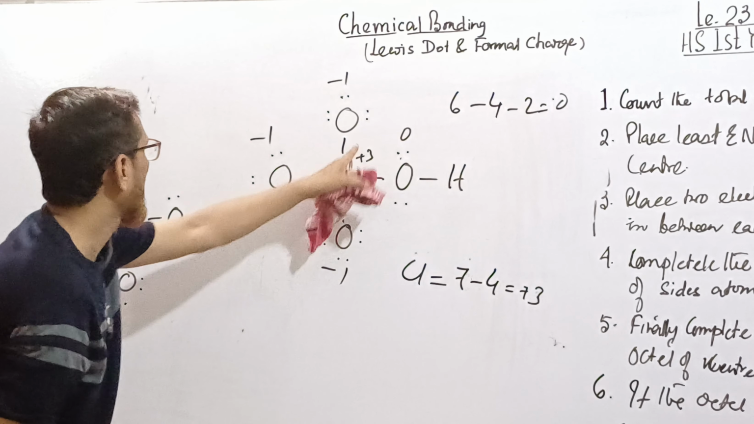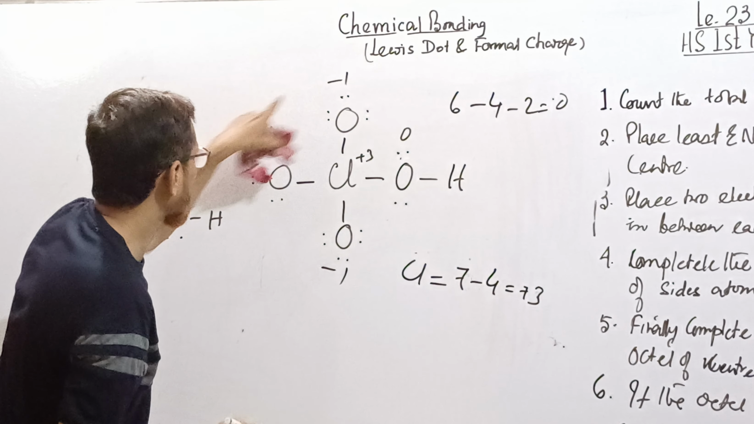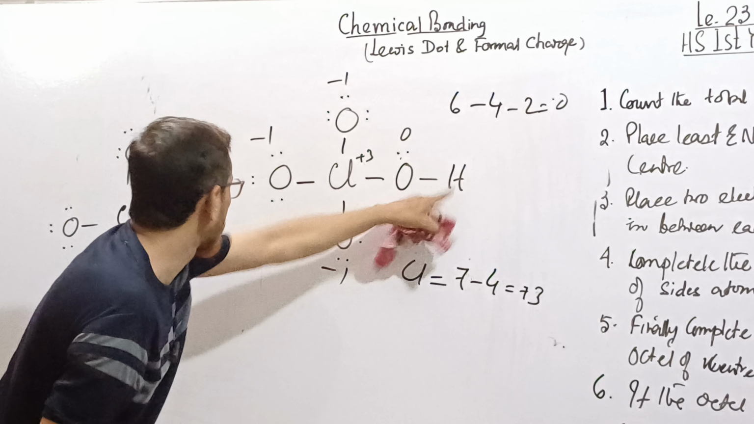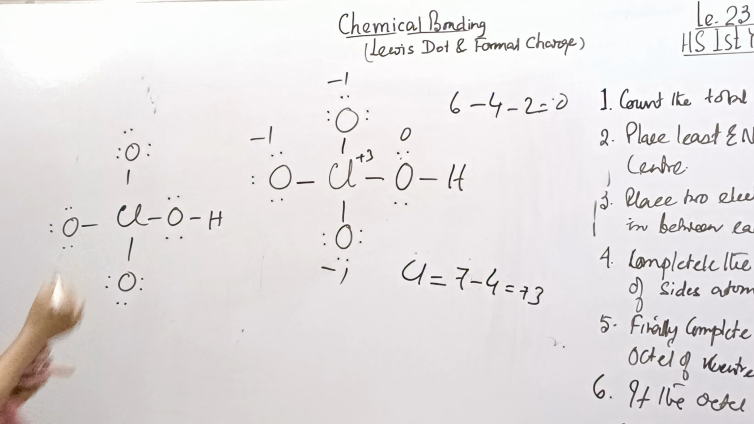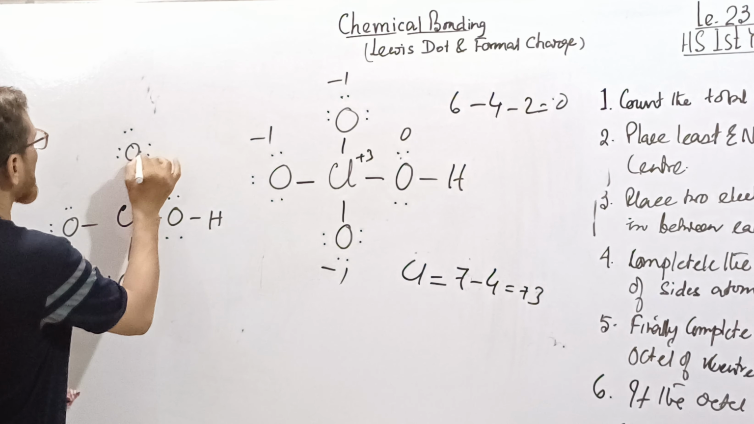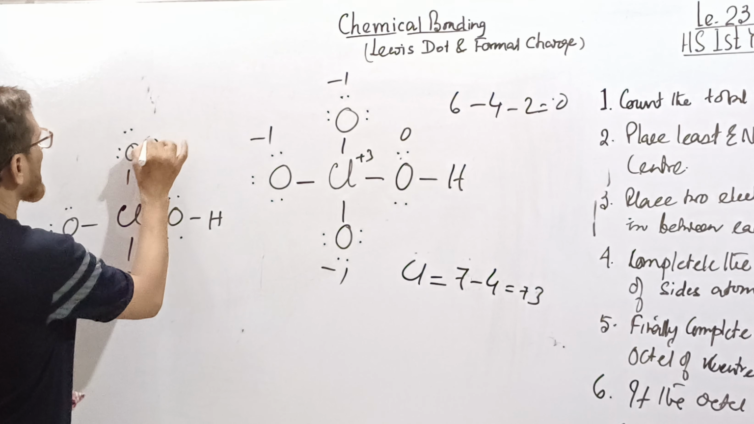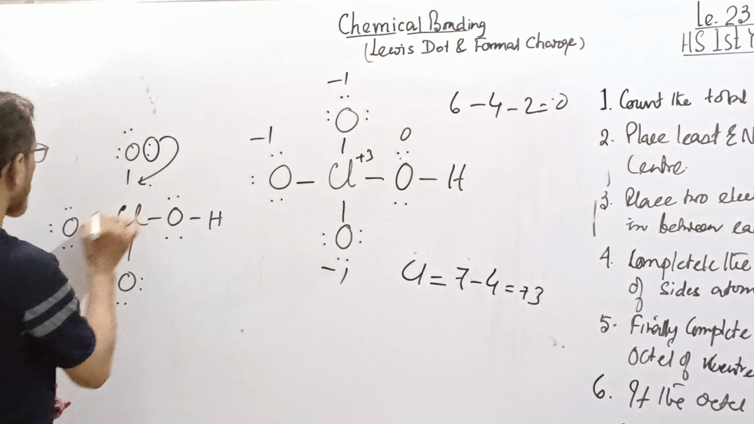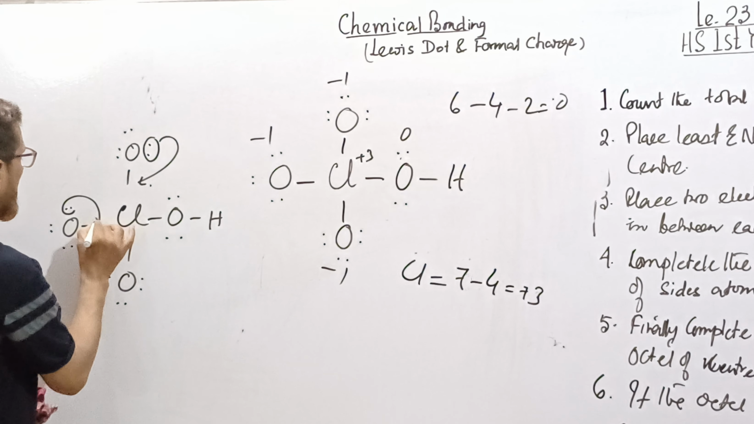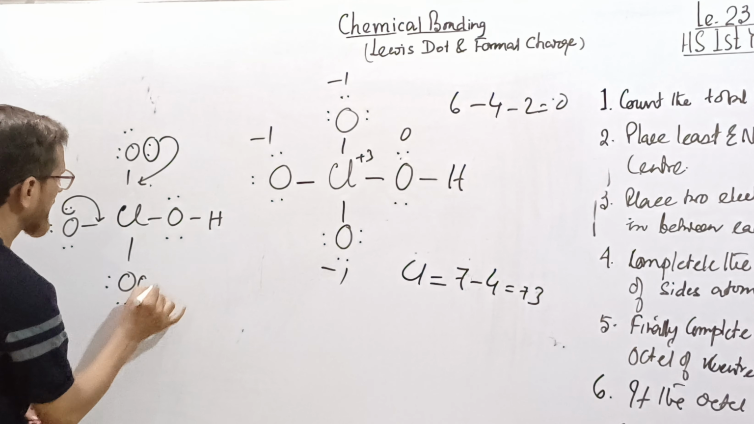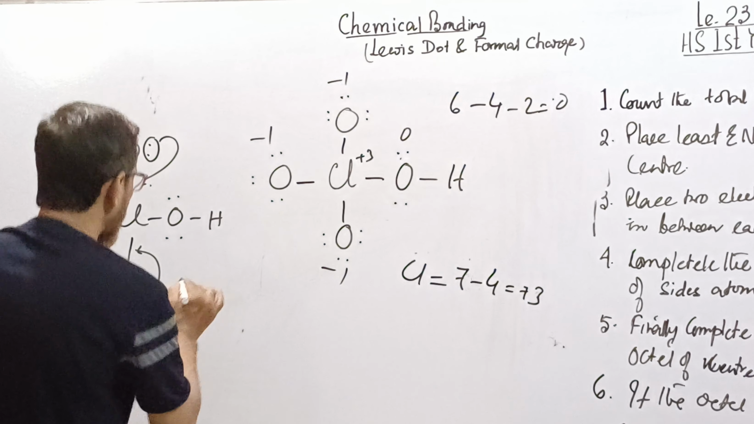This is the structure, and I have kept plus 3, minus 1, minus 1, minus 1, and this is 0, and this is also 0. Let us just arrange. Let us shift this here, shift this here, shift this here. Let's see what happens.